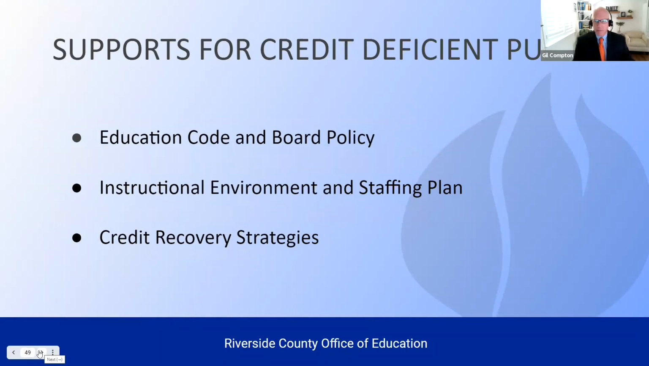One of the things we really wanted to do in a very pragmatic way is frame the spheres of influence we're working on when we talk about supports for credit deficient pupils. First, we want to look at ed code and board policy. We want to understand the instructional environment and our staffing plan. We had a lot of good information from James this morning about the dollars that are available and how it has to be heavily influenced by what we say, because we are a people industry. Then we want to talk a little about credit recovery strategies.